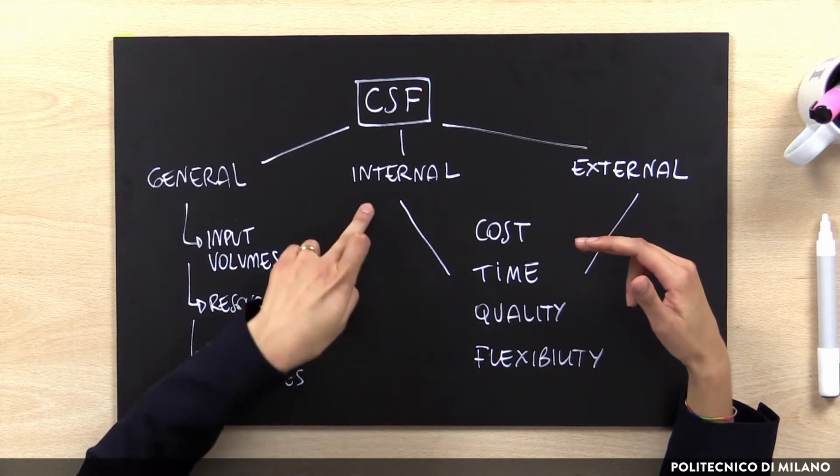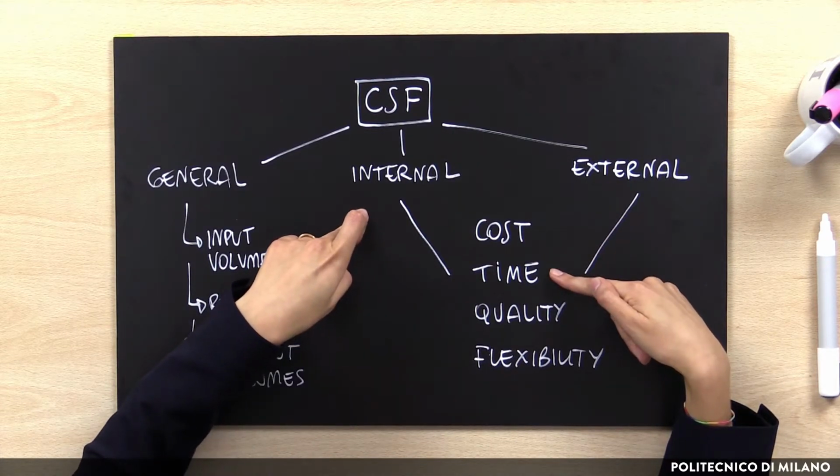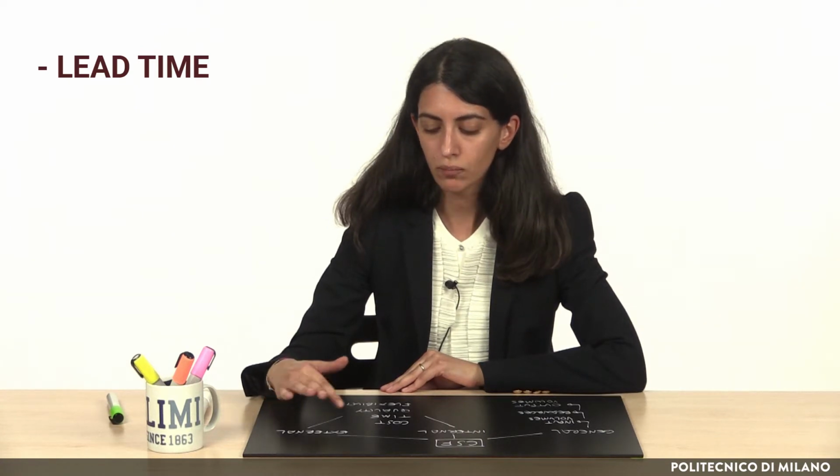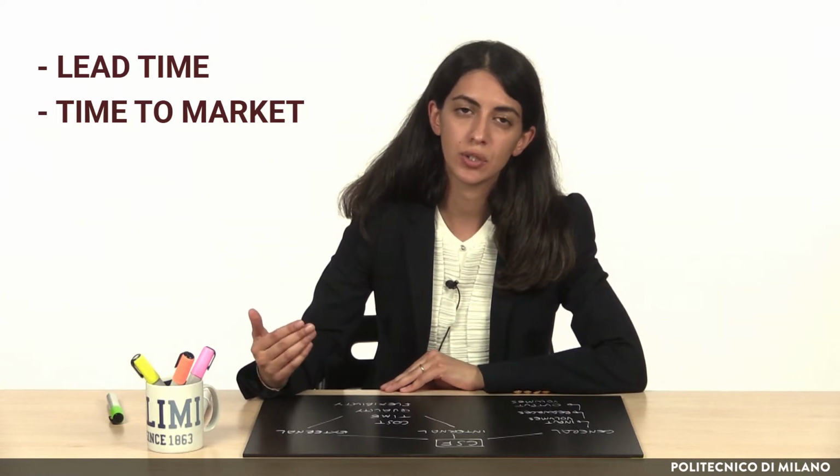An example of internal time performance is the lead time, which is the range of time between the moment in which the inputs for the realization of the product or service are available and the moment in which the product or service is delivered to the final customer. Or, for example, the time to market, which represents the time needed for the realization and launch of a new product on the market.